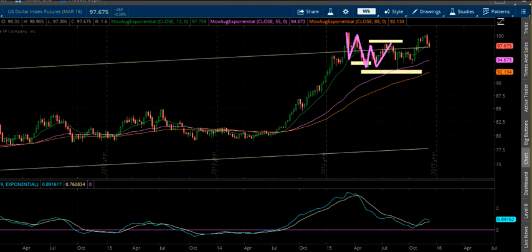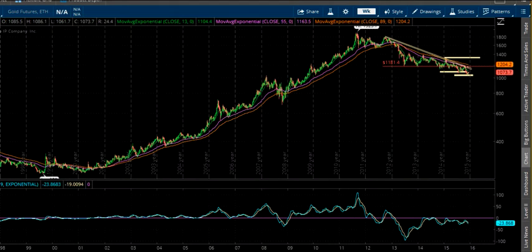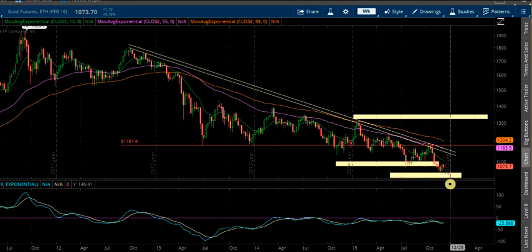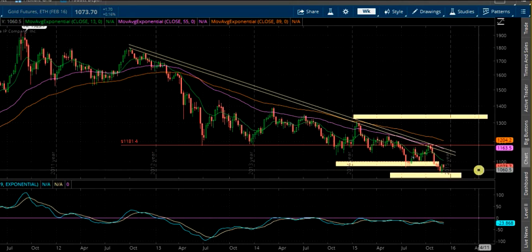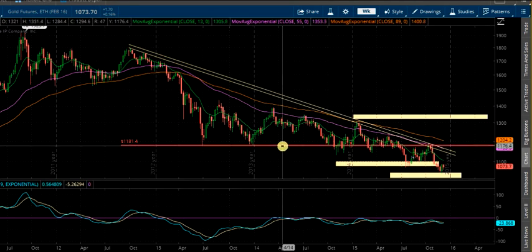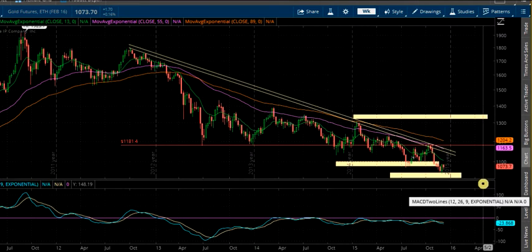Let's see, we got gold. Gold has just been destroyed recently. Gold and silver, but it is at an area that looks to be support. So there was a pattern that developed here that we've been talking about, an ascending wedge, for a long time that really never came to fruition.